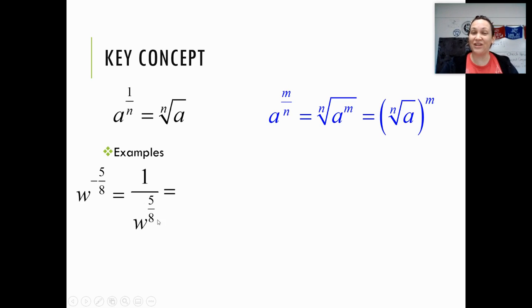And then my fractional exponent is going to create a radical. So now I can change this into an 8th root of w to the 5th. Now, I chose to put the 5 on the inside this time because 5 is smaller than 8, and so that means I'm not going to have 8 of a kind, so it's okay to put the 5 underneath. So if I want to rewrite this as a radical, it turns into this.